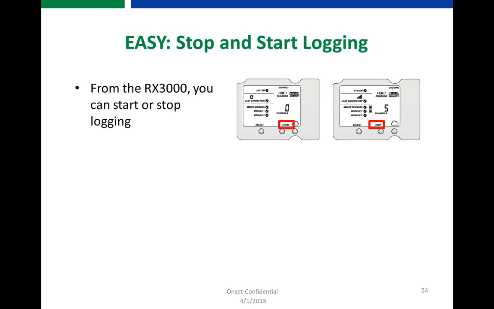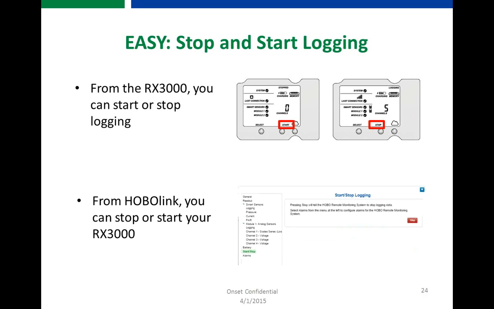So another thing that's different about this, kind of tied to the LCD and HOBOlink, is the RX3000 has the ability to be stopped and started. This is useful when you're setting things up. You can set things up and then you start logging using the start button down at the bottom, and then if you want to stop to do a reconfiguration, you can do that, or at the end of a deployment you can stop so you're not getting extraneous data. You can also stop and start logging remotely from HOBOlink.